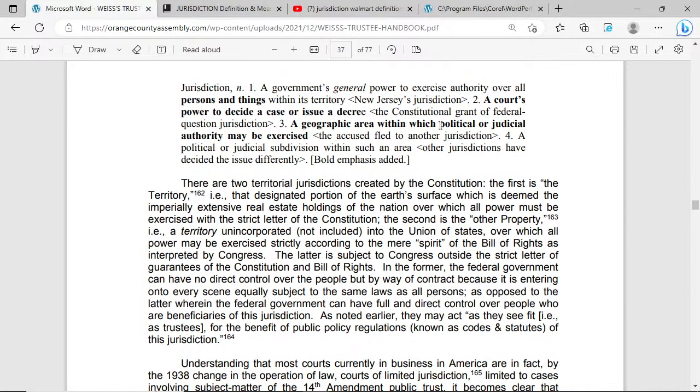A geographical area within which political or judicial authority may be exercised. A political or judicial subdivision within such an area. So like a smaller area within that political area. So like the city of Cincinnati is in the jurisdiction of Ohio.